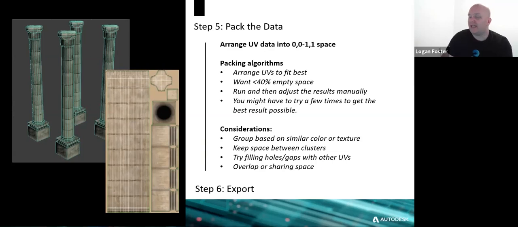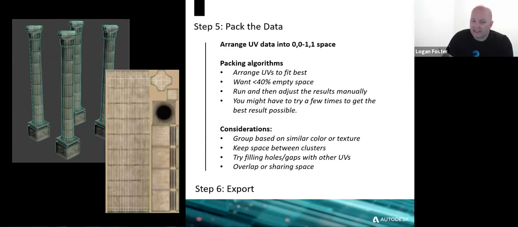Some extra considerations that I try to put in when I'm packing UVs: packing algorithms will just look at it and say, I'm just going to fit it in with what works best. And that can sometimes be great. But sometimes it might be important to think about how you're going to group your UV coordinates together. So you might need to manually do a little bit of packing as well. Thinking about things that have the same color or texture could be really important.